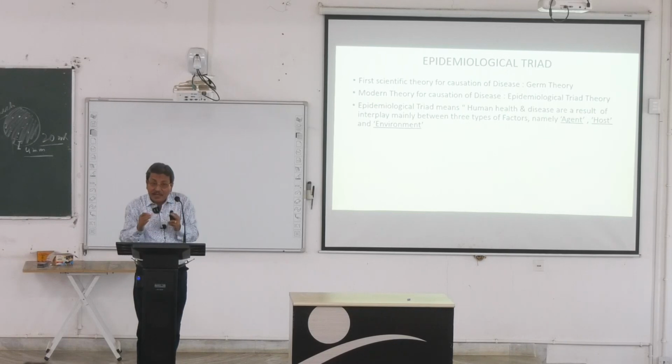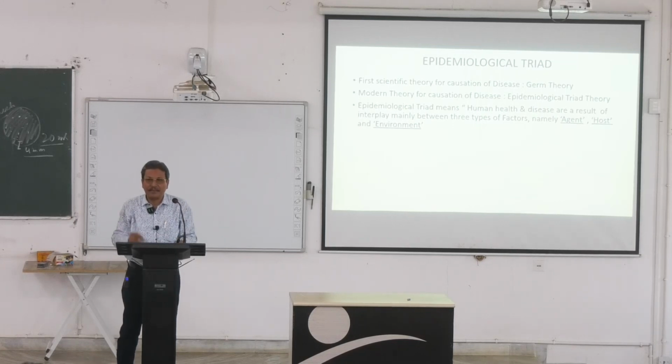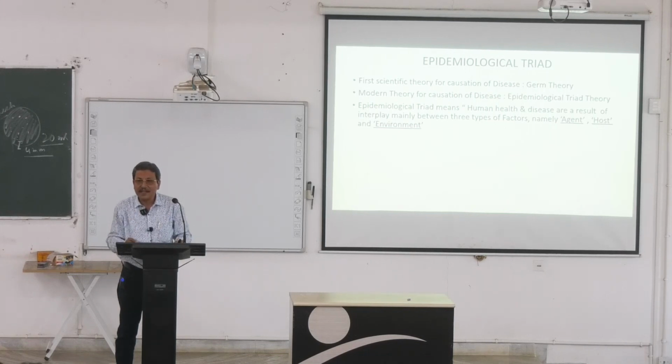It is easier to understand the epidemiological triad in communicable, infectious disease, because the agent may be, suppose, malaria. Malaria is caused by what? Which agent? What is malaria caused by?